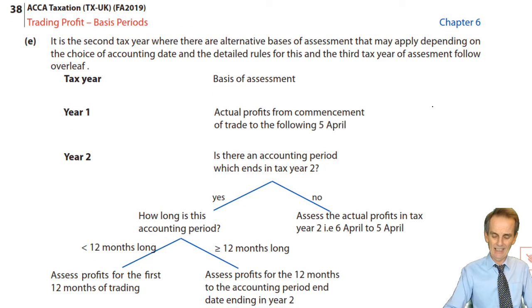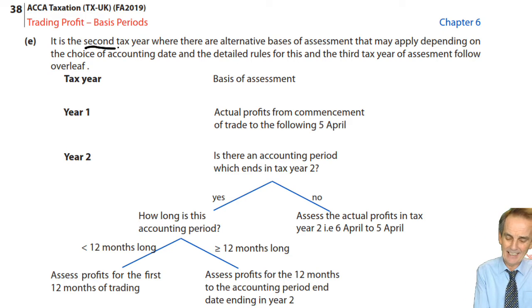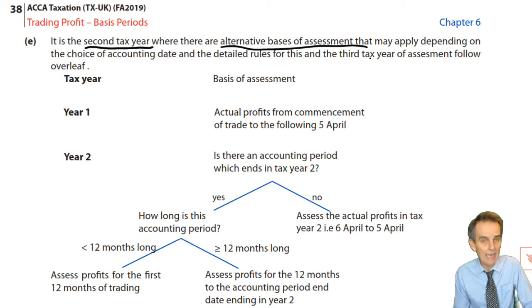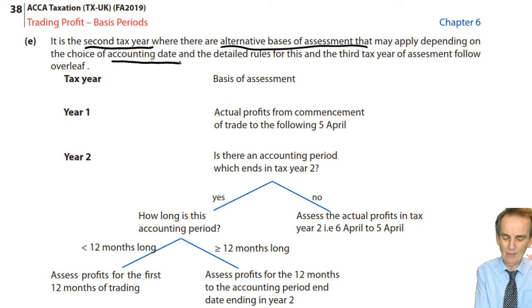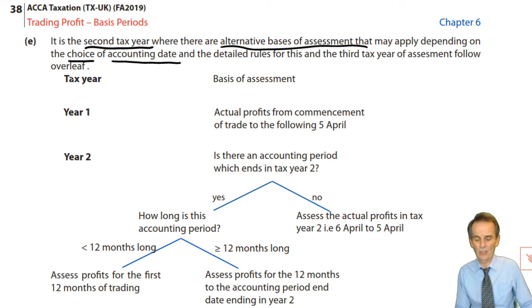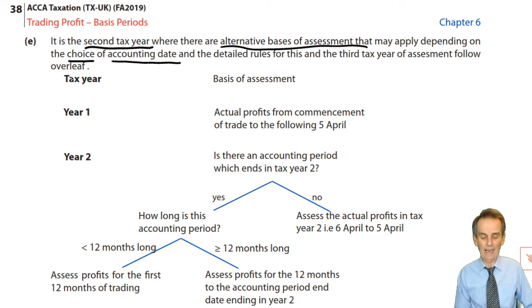But it's then the second tax year when problems start to arise. And as I've said to you, it will take time and it will take practice on your part to get to grips with this. Because in the second tax year, there are various alternative bases of assessments that may apply, which again, as I said to you a moment ago, will be based on what accounting date did you choose, and the detailed rules for this in the third year of assessment follow then. I believe they follow on now.